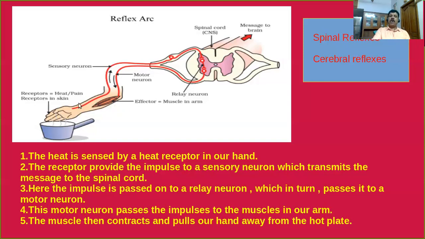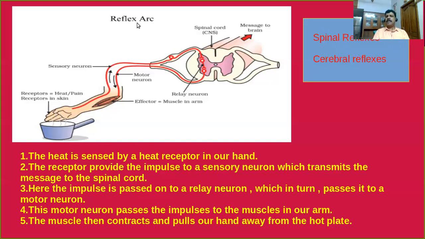Dear students, all these processes occur within seconds. Yes, this is actually the sudden response of our nervous system. Such types of processes we can collectively call the reflex action, and the pathway of nerve impulse in a reflex action we can collectively call the reflex arc.